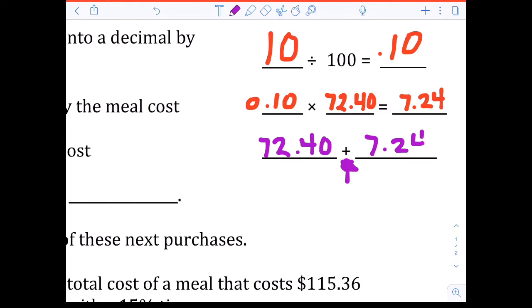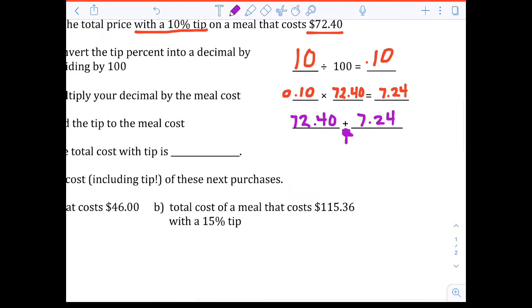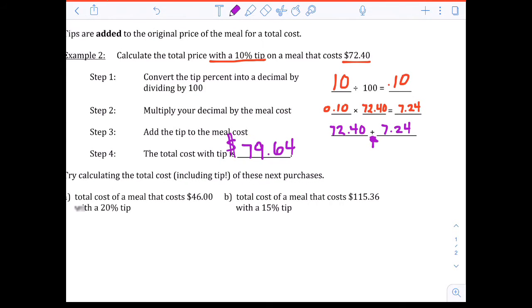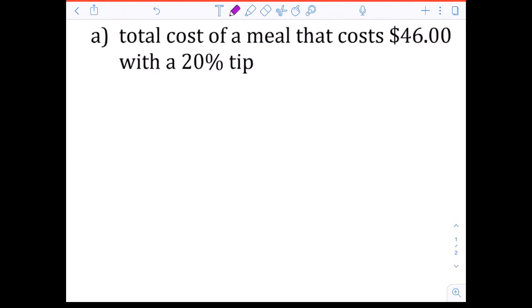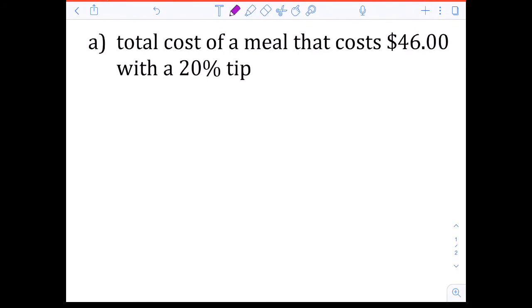And the total will be, when I put those into my calculator, $72.40 plus $7.24, we're going to get $79.64 would be the total that we would be paying for our bill that originally cost $72.40, but we left a 10% tip. So let's do the last ones here and see what the cost would be if we're calculating tip. And if you're confident, hit pause, try on your own, but we'll do one together here.